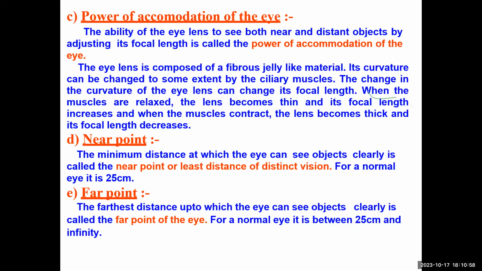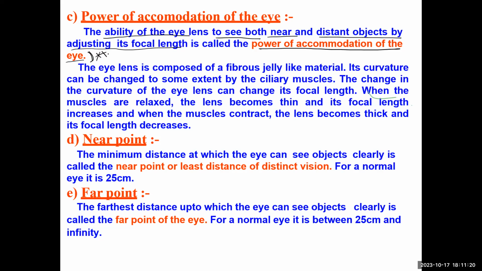The power of accommodation of the eye. Power of accommodation of the eye. This is a definition. Let us see the definition now. The ability of the eye lens to see both near and distant objects by adjusting its focal length is called the power of accommodation of the eye.